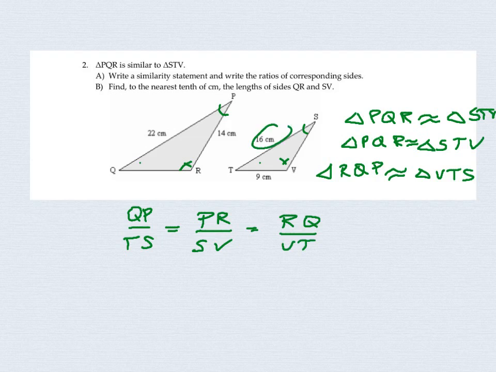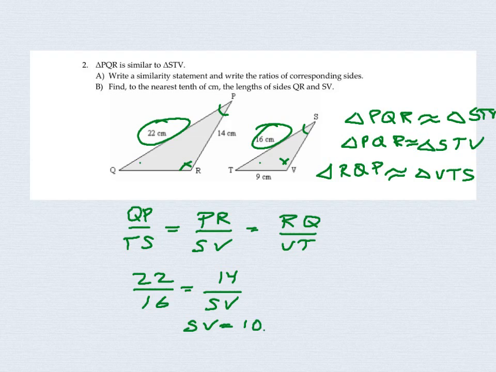Plugging in the numbers, these are obviously proportional. So QP is 22 over 16. The second half, I want to solve for QR and for SV. So SV we don't know. SV is unknown, but PR is 14. So to solve for that, we're going to cross multiply and divide. SV is equal to 12.4. No, it's not. SV is equal to 10.18, which is 10.2 when you round to the nearest tenth, and that's in centimeters.